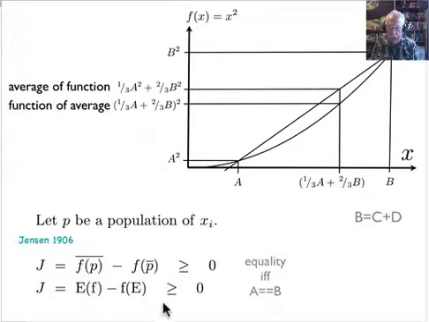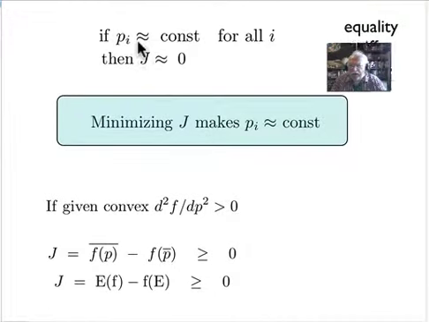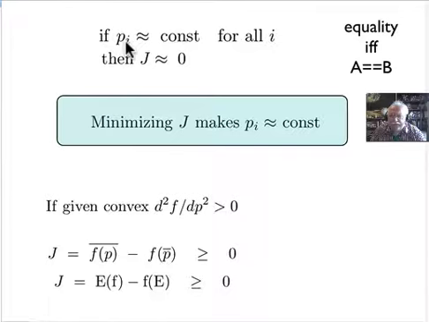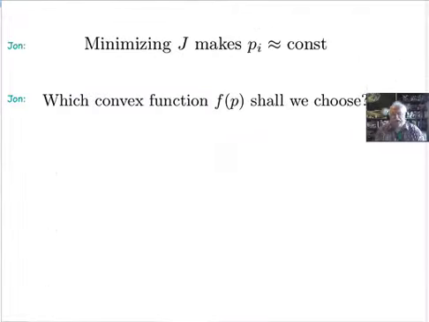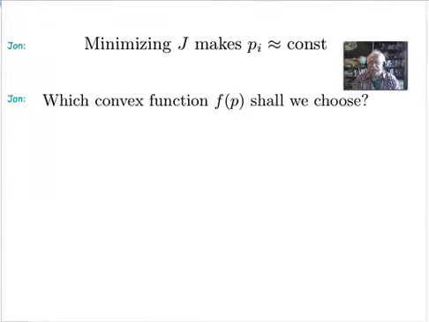And you have this inequality, but the inequality would become an equality if A equals B, or if every member of the population were the same. So now what? If all these p-values are the same, then the Jensen inequality will become 0. So minimizing J tends to make the p-values become equal to one another. So now we know that if we want equality, which is what we're looking for, all we have to do is minimize J. So the question now is, what convex function should we be using?